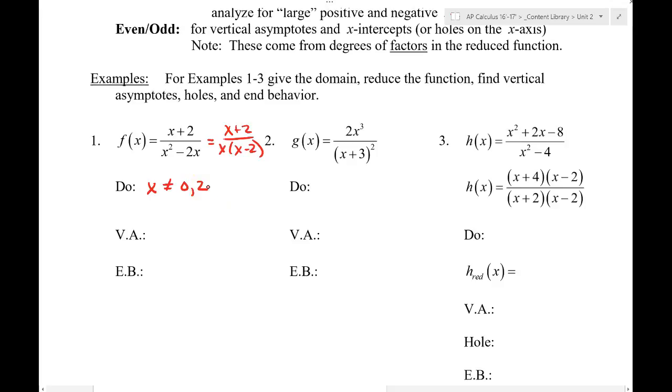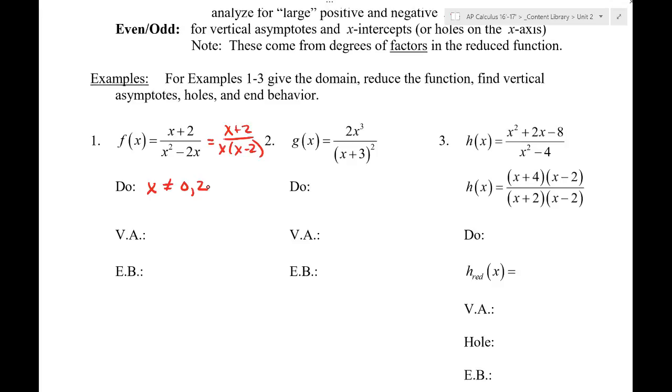Do I have a vertical asymptote? And how would I even know? Anything that makes the bottom 0 but does not cancel with the top. Do you notice anything that does cancel? No. If nothing cancels, then I have no holes, so what do I have? Vertical asymptotes. I have two vertical asymptotes. What are my two vertical asymptotes?